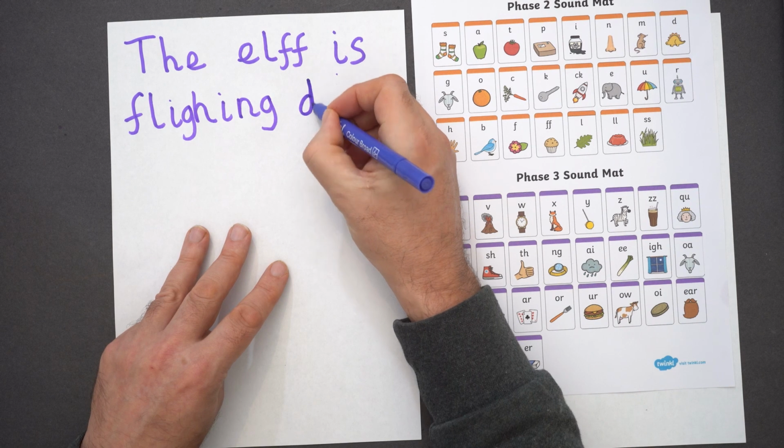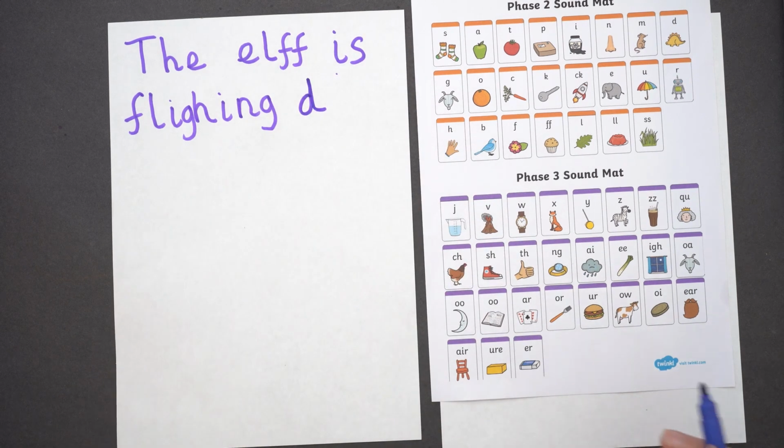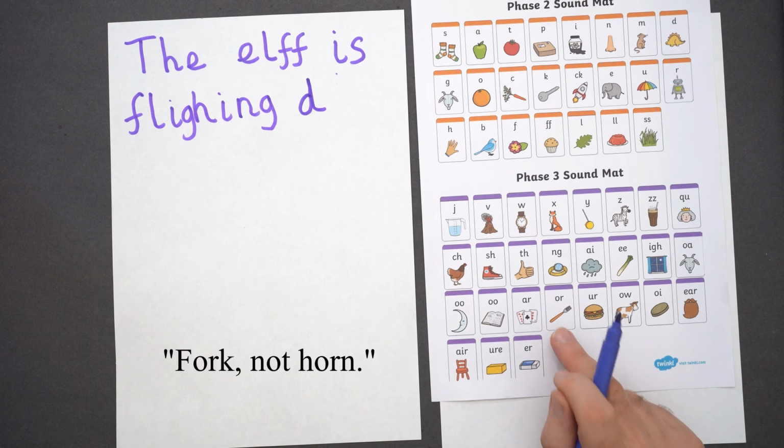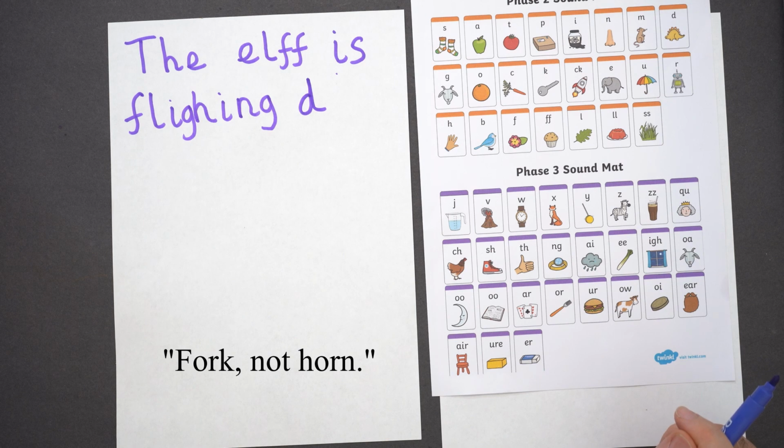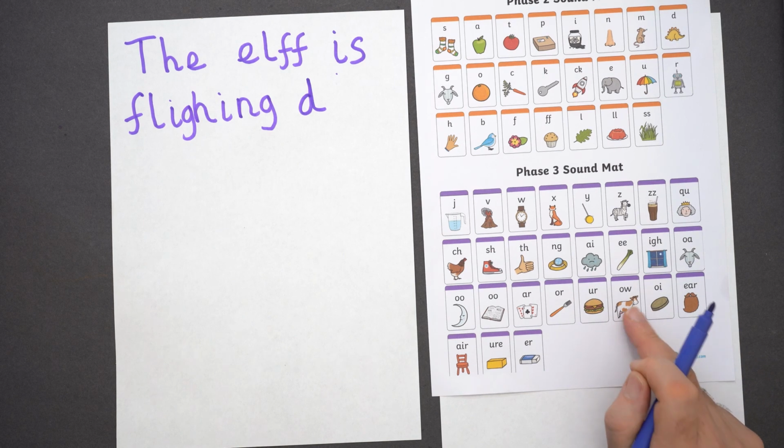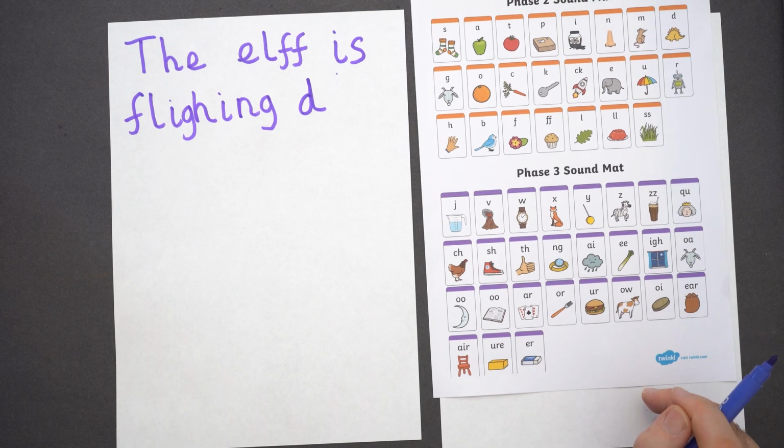D, ow. They haven't been taught the ow sound yet, so you need to support them with this. Horn, burger, cow, coin. Which's got the ow sound in? They're not sure, narrow it down. Cow or coin? Down.